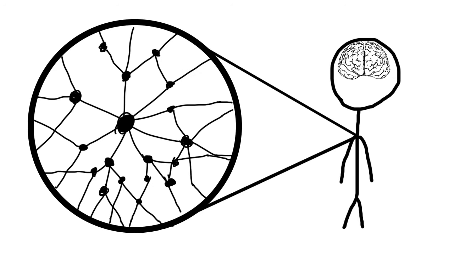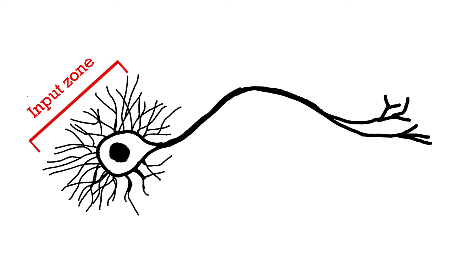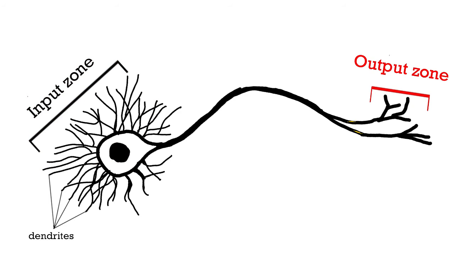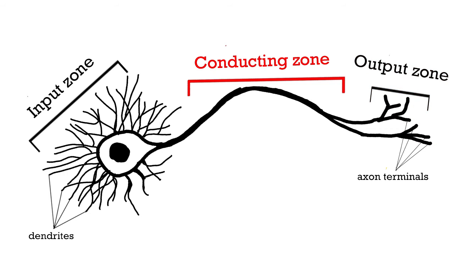In the human body, there are billions of interconnected neurons. Each neuron has an input zone that consists of dendrites that receive the incoming signals from other neurons, and an output zone, consisting of axon terminals that output the impulses from the conducting zone, the axon. In between the input zone and the output zone, the neuron has a trigger zone, where action potentials are initiated.